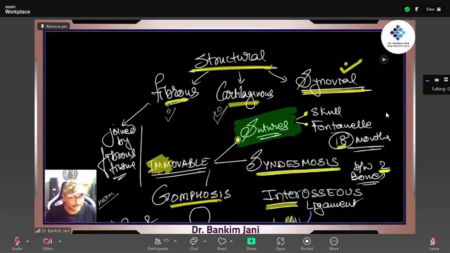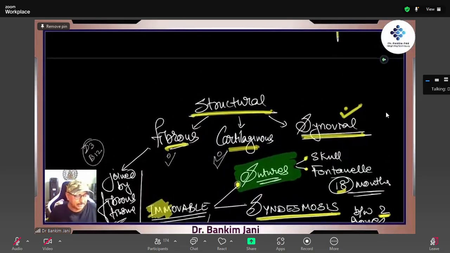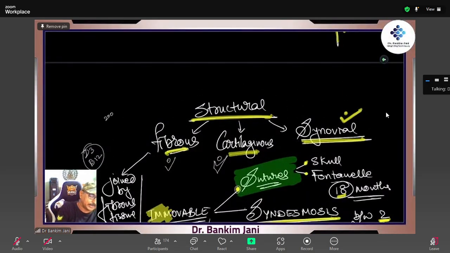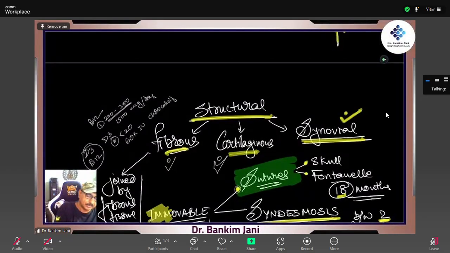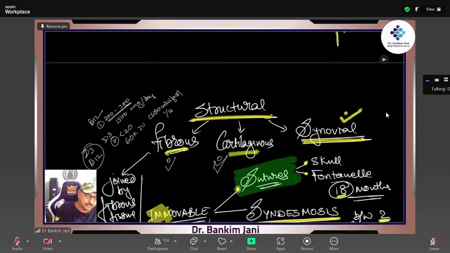Yes, I've seen all the reports, and this is a common answer because there were almost 14, 15 emails regarding the D3 and B12. Please take care of this. If the B12 is in the range of 200 to 300, start with 1500 mcg per day. This is for B12. Second, D3: if it is less than 20, then take 60,000 IU cholecalciferol once a week.